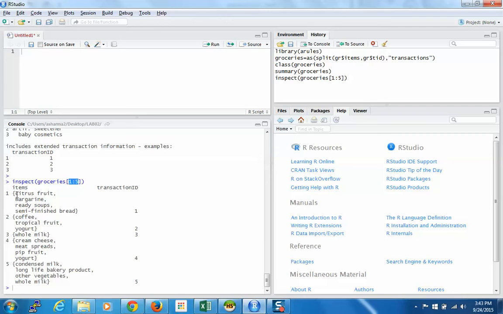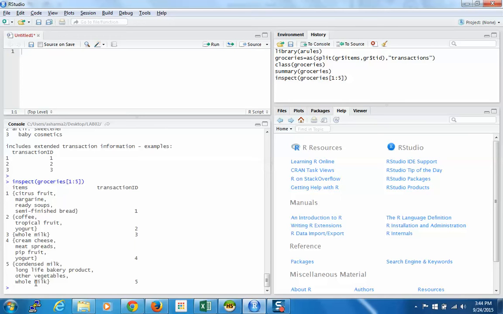The first one is transaction 1. It has 4 items in there. Transaction 2 has 3. Transaction 3 actually has only 1. Then transaction 4 has 4, and transaction 5 has 4. So this is a way by which we can look into these transactions using a function called inspect.